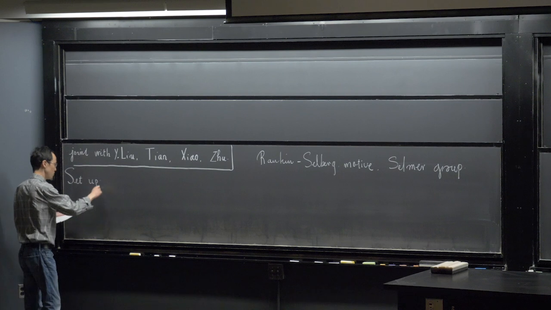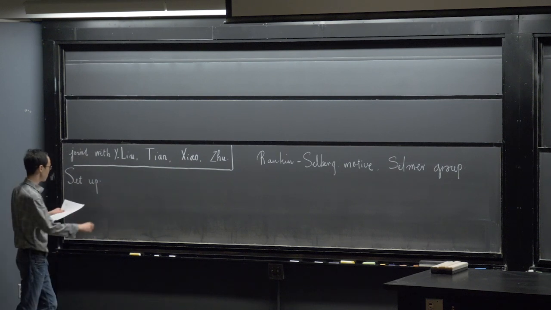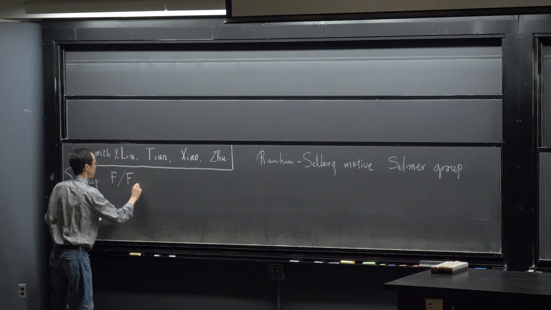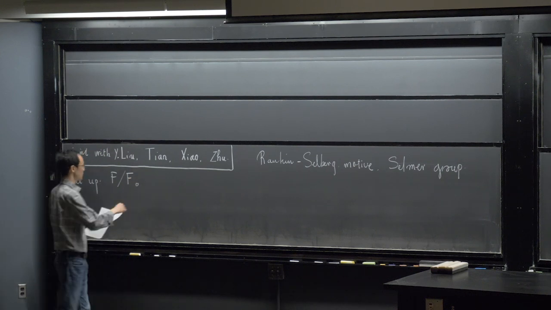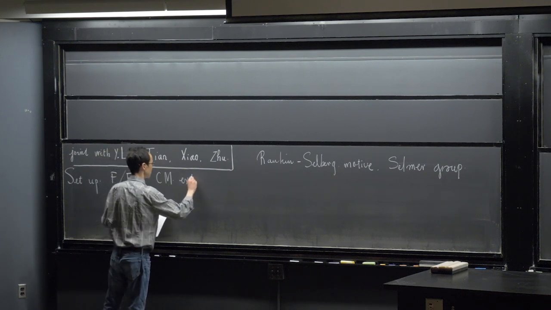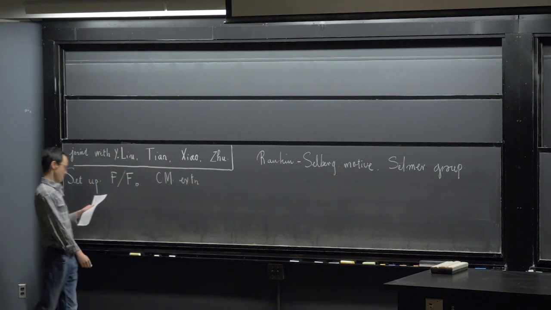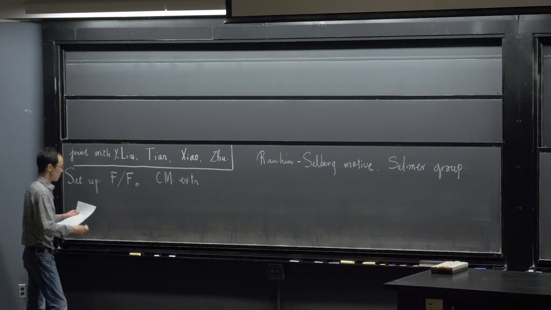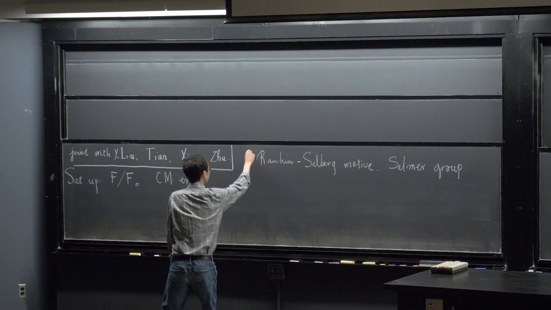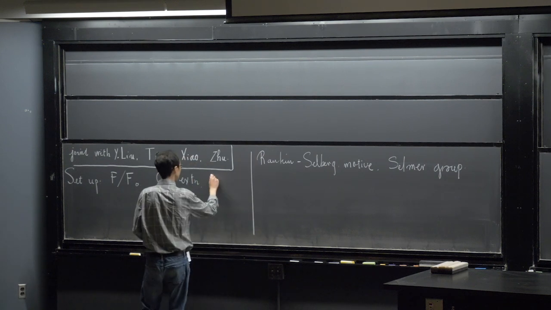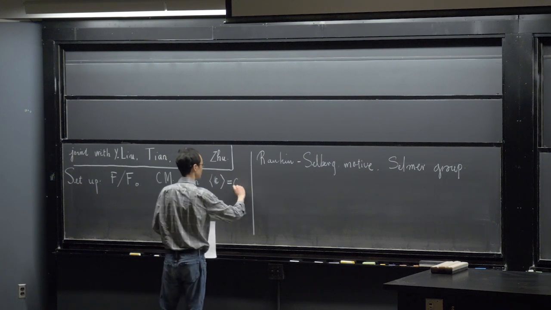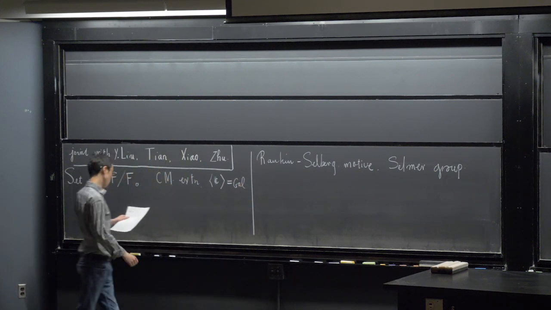So the setup is the following. I have to work with a CM extension, F over F0, the same extension of a totally real field, and with Galois group generated by c. So it's a non-trivial involution.